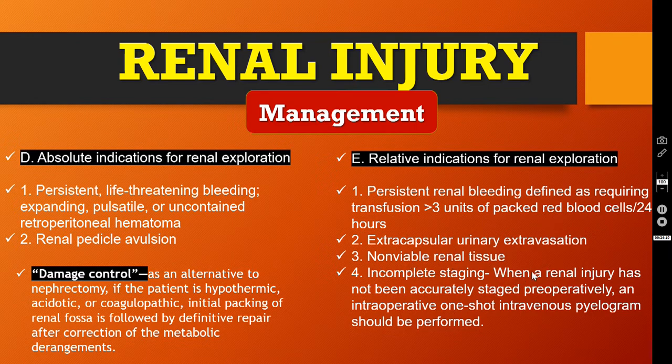That means when a renal injury has not been accurately staged preoperatively, an intraoperative one-shot intravenous pyelogram (IVP) should be performed to pick up any problem in the kidneys, especially in the opposite or contralateral kidney. You should find that out. That is the purpose of doing this single shot IVP.